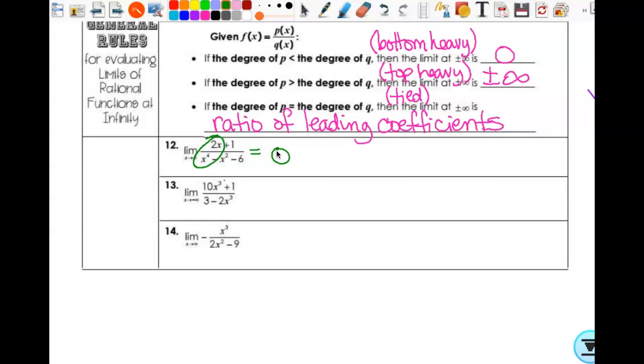Then I look at these. See, this is not the first 2, but it's the 2 leading ones. Top heavy, bottom heavy, or tied in degree? Tied in degree. So my answer is, try again, -5, because that's a -2.